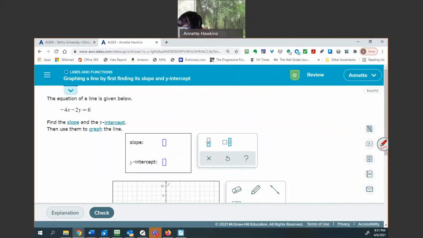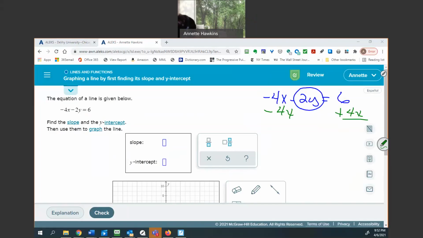So, negative 4x minus 2y equals 6. This is what I'm concerned about. So I need to isolate this for negative 4x. Let's add that to both sides. Negative 2y equals 4x plus 6.